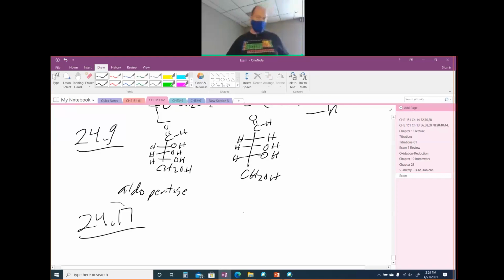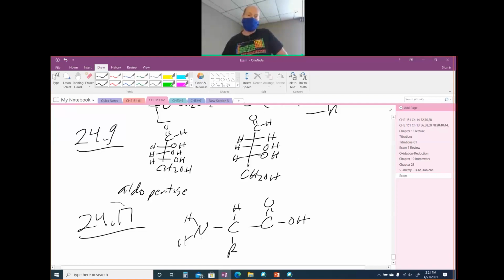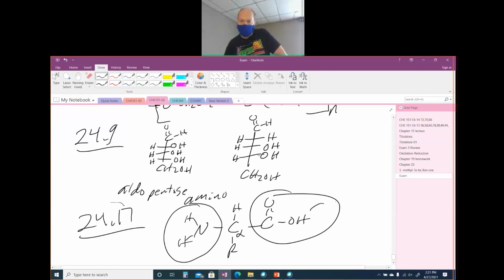Amino acid. So an amino acid, and the ones that we are looking at are the alpha amino acid, which means the carbon here is the alpha carbon. The carbon next to the C double bond O is the alpha carbon. All right, so you have to have an amino group, and you have to have an acid group, also called a carboxyl group. So you have to have an amino group and a carboxyl group.